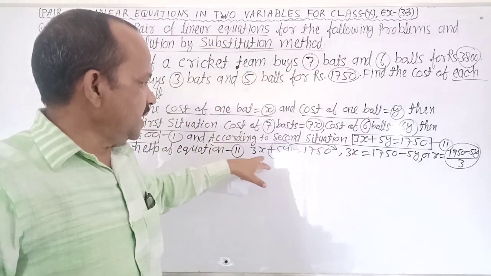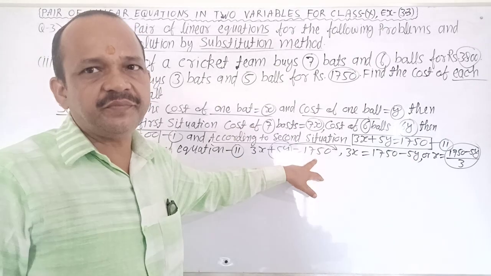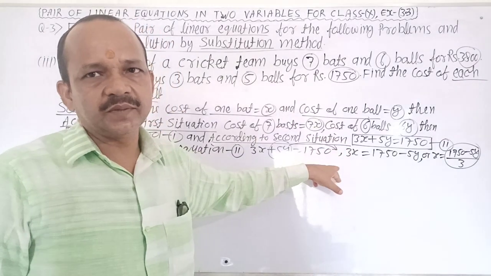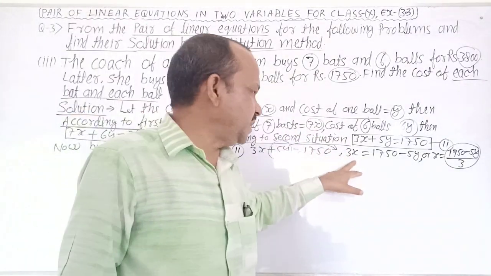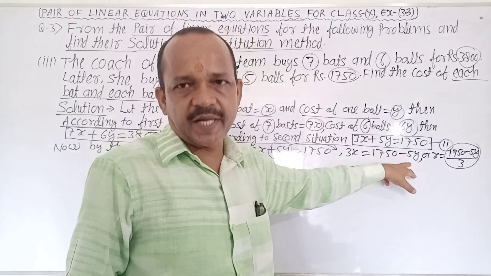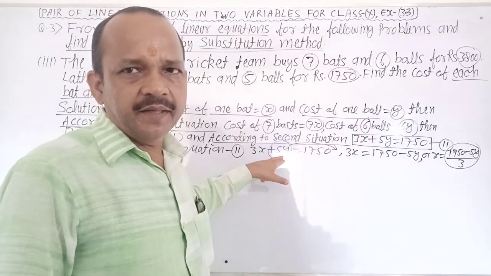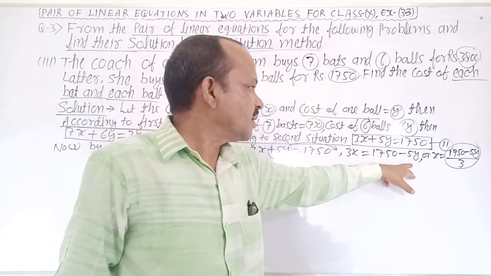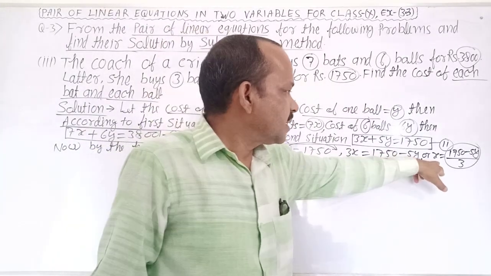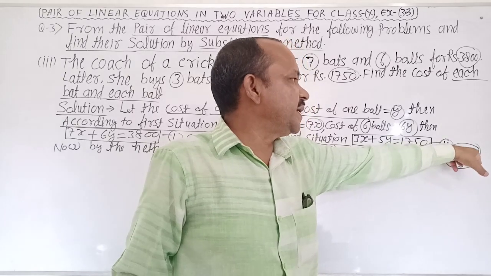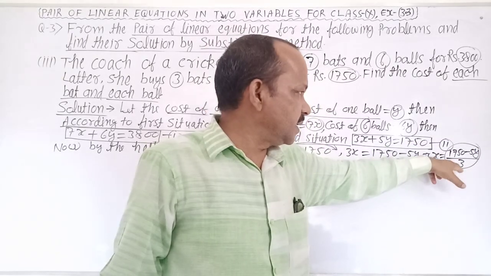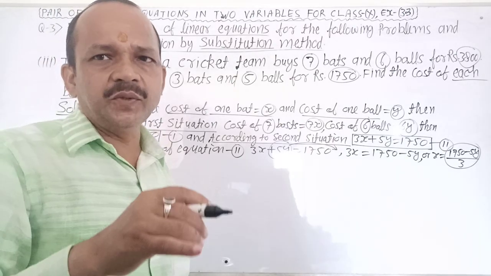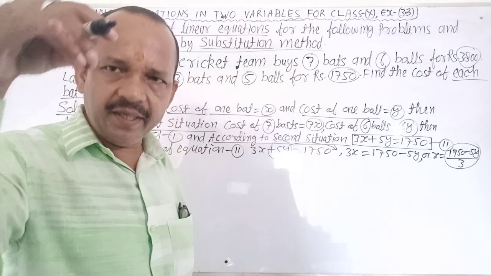Here 3x plus 5y equal to 1750. You write plus 5y on the right side of equal, then it becomes 3x equal to 1750 minus 5y. Here plus 5y, when you write it on the right side of equal, becomes minus 5y. Hence x equal to (1750 minus 5y) by 3. You find the value of x. Clear?